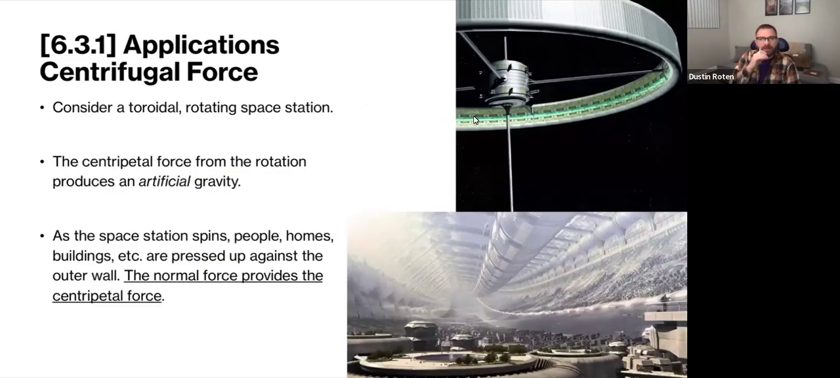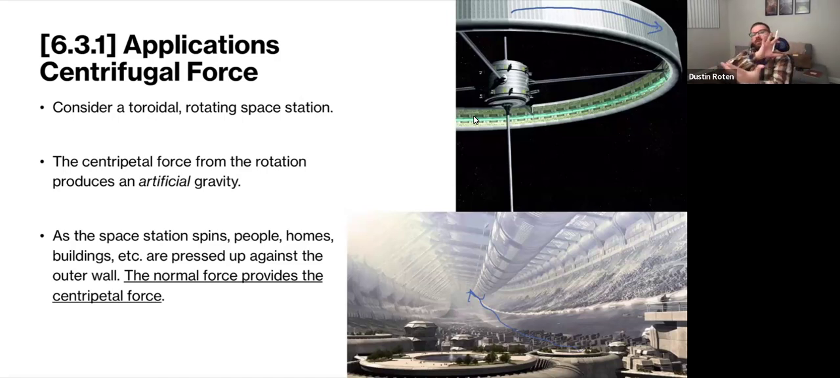And you can think about that here. If we consider a toroidal rotating space station, the centripetal force from the rotation produces an artificial gravity. So on this whole city and all these towns and the people and the water, you see how it sort of turns up as you go this way. So it turns out what you're looking at is all of that is actually along the wall of this rotating space station.